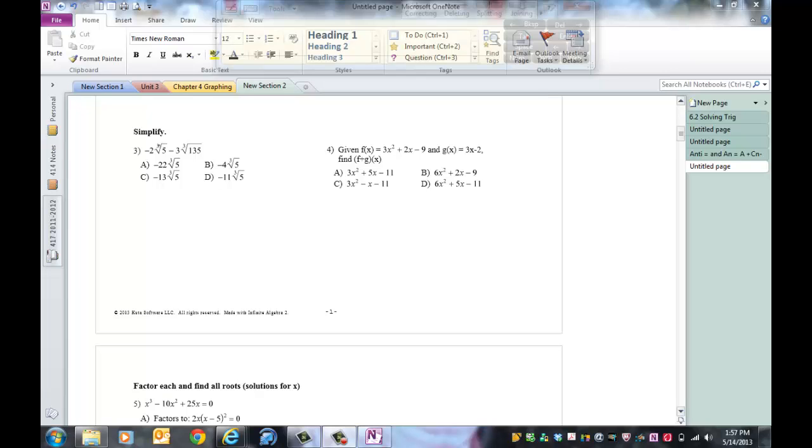So looking at this problem right now, I see that I have an index of 3 in both of those terms. That's important. But what I do notice is that the stuff underneath the square root of the first one is 5 and the other one's 135. Unless those numbers are exactly the same, you cannot combine them. They need to have the same index. Everything needs to look the same.